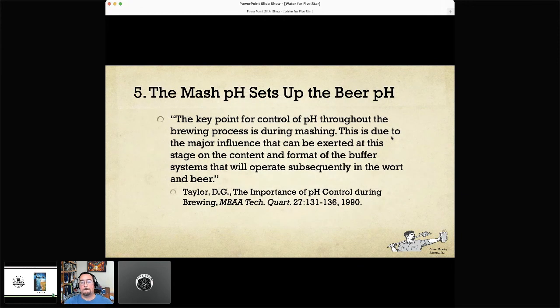All right. The mash pH sets up the beer pH. I love this quote: The key point for control of pH throughout the brewing process is during mashing. This is due to the major influence that can be exerted at this stage on the content and format of the buffer systems that will operate subsequently in the wort and beer. Okay? Your beer begins in the mash. Keep that in mind.